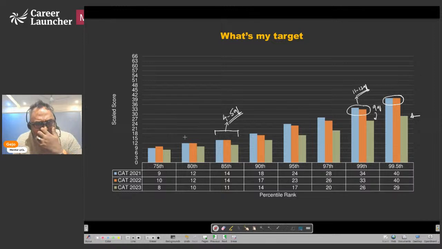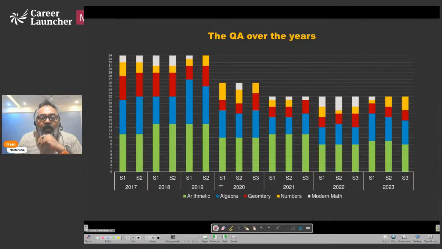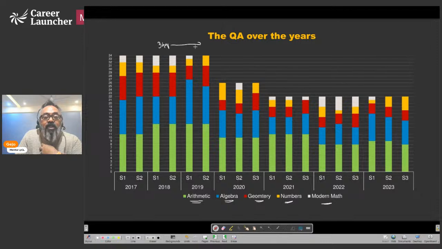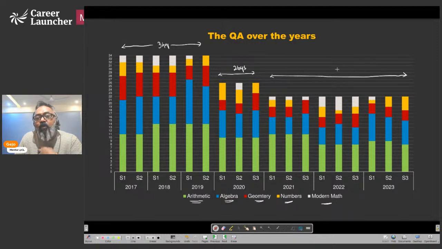So let's explore why that could be the story, why that is likely happening. If I look at the QA over the years in terms of distribution, how many arithmetic, algebra, geometry, numbers, modern maths questions, you can see that these papers had 34 questions, from 2017 to about 2019. 2020, I believe, had 26 questions, and currently what we see is that the papers have about 22 questions, and I think the 2024 story we are hoping will be somewhere like this.